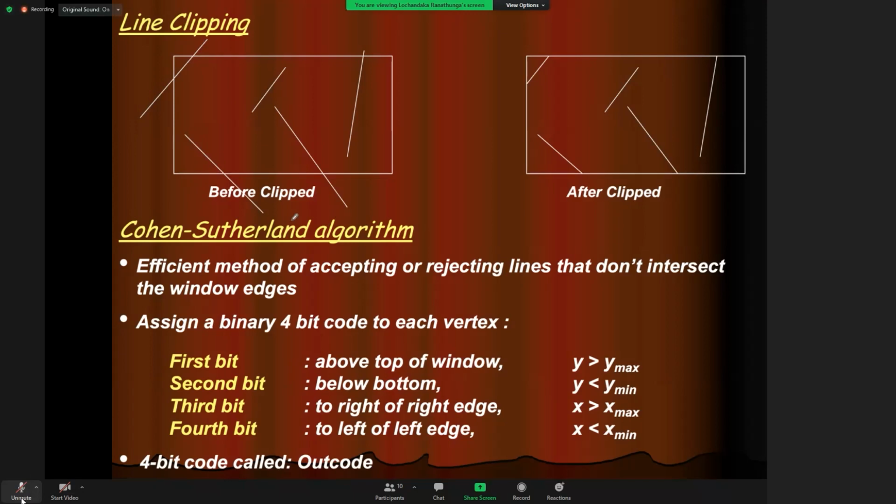Now, if we are going to consider these lines one by one, pixel by pixel, it is time consuming and a lot of time is wasted. Then the algorithm is going to be highly inefficient if you do it point by point. Therefore, for line clipping, there is a separate, special, efficient algorithm available. We call that the Cohen-Sutherland line clipping algorithm.